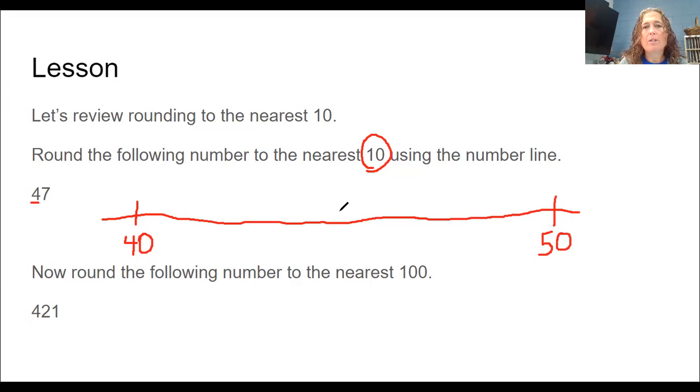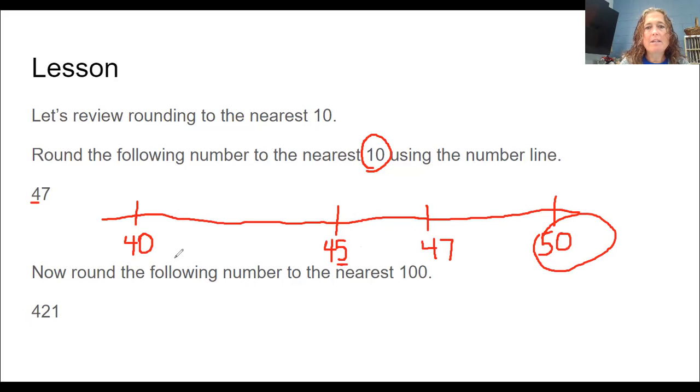We also need our benchmark number in the middle, and the number that's directly between 40 and 50 is 45. Then we need to decide where 47 is on this number line, remembering that anything with a 5 in the ones place and above rounds to the higher multiple of 10. So 47 is in this area. Because it is equal to or above 45, it rounds to 50. So 47 would round to 50.